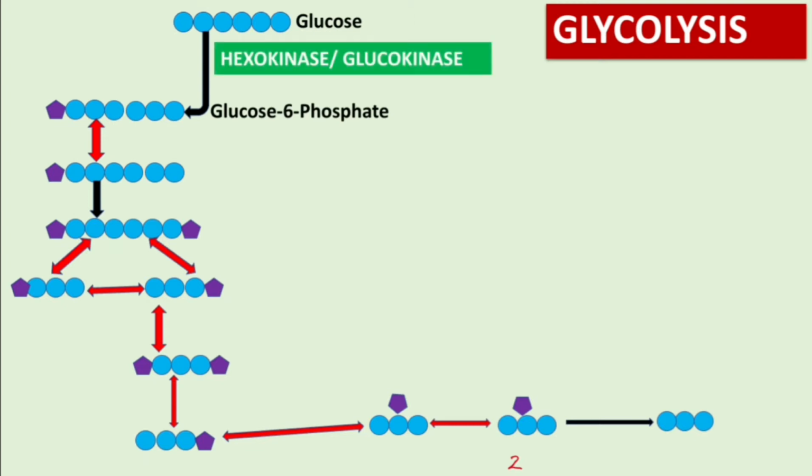This step is mediated by an enzyme known as hexokinase or glucokinase. This is important. Glucokinase is the enzyme found in the liver and only in the liver, and hexokinase in other organs, for example, in muscles. In this process, check the colors. The arrows in black mean these reactions are irreversible, so you need to pay attention to that.